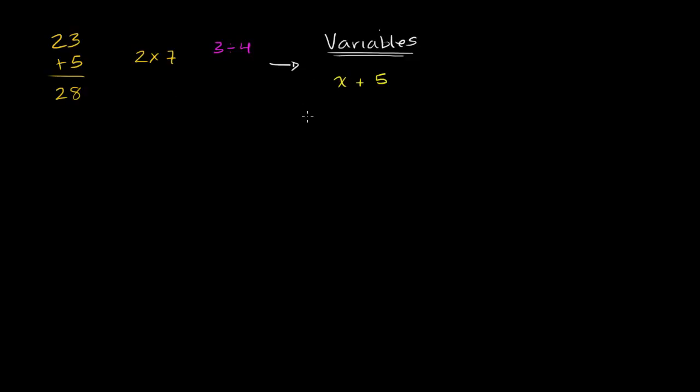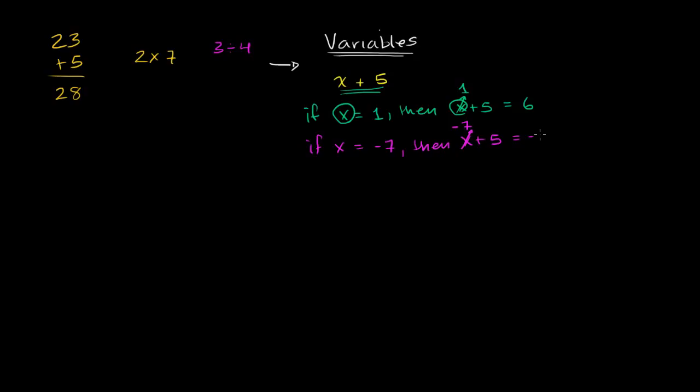If x is equal to 1, then x plus 5, our expression right over here, is going to be equal to 1 plus 5, because now x is 1. So x plus 5 will be equal to 6. If x is equal to, I don't know, negative 7, then x plus 5 is going to be equal to, well, now x is negative 7. Negative 7 plus 5, which is negative 2.